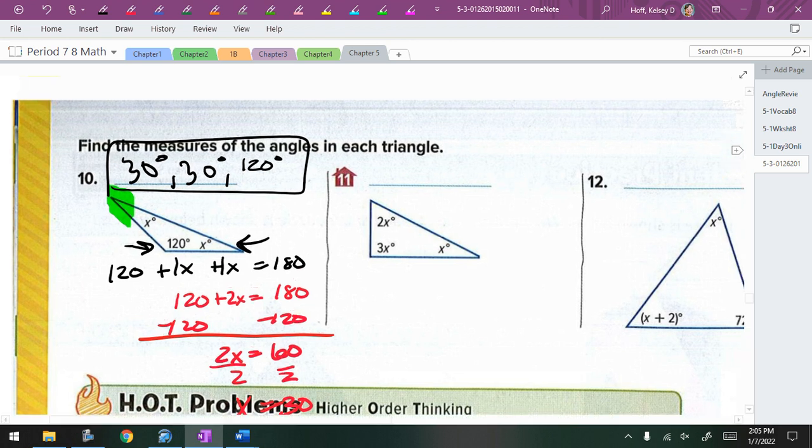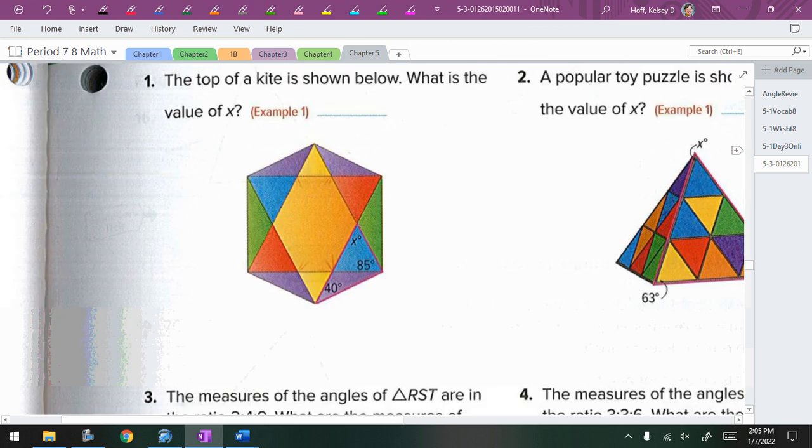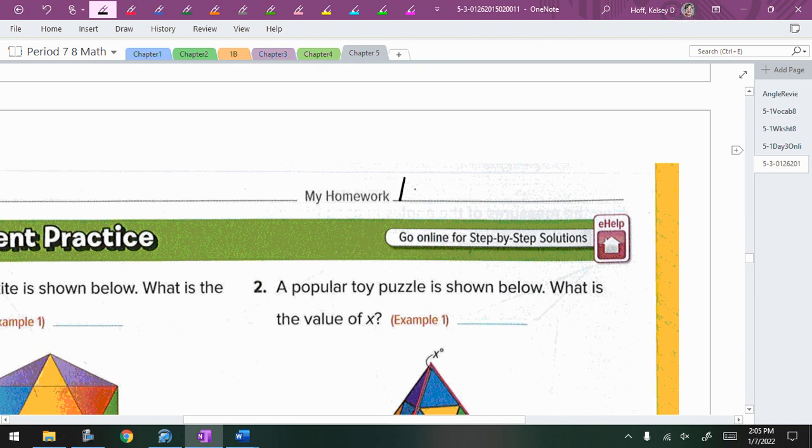Okay. Your homework is 1 through 12, 14, and 22 through 26. I'm going to let you work for a little while, and then I will make sure you have the first 6 or 7 answers before you leave for the day.